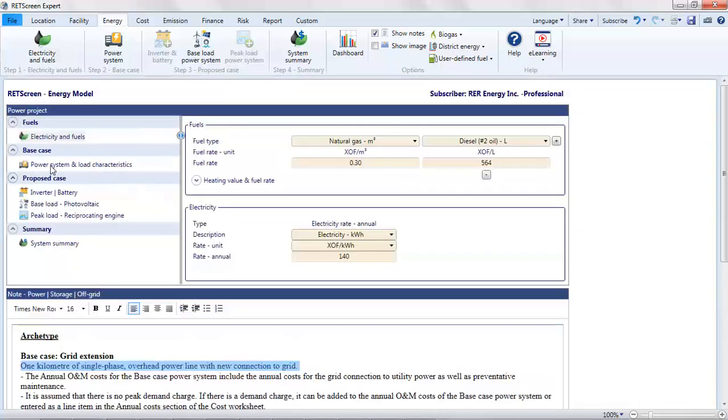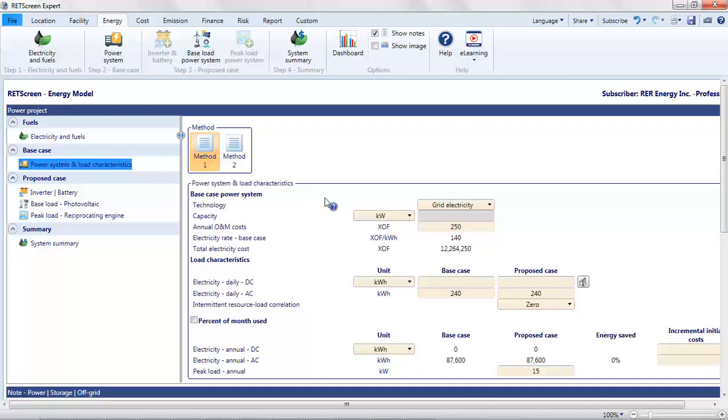Let's go to the base case power system and load characteristics. The base case is grid electricity. We don't know the maximum power capacity for the connection, but it will certainly be large enough for this village. Besides, this cell being gray, it does not affect RETScreen's calculations, so I can leave it blank.